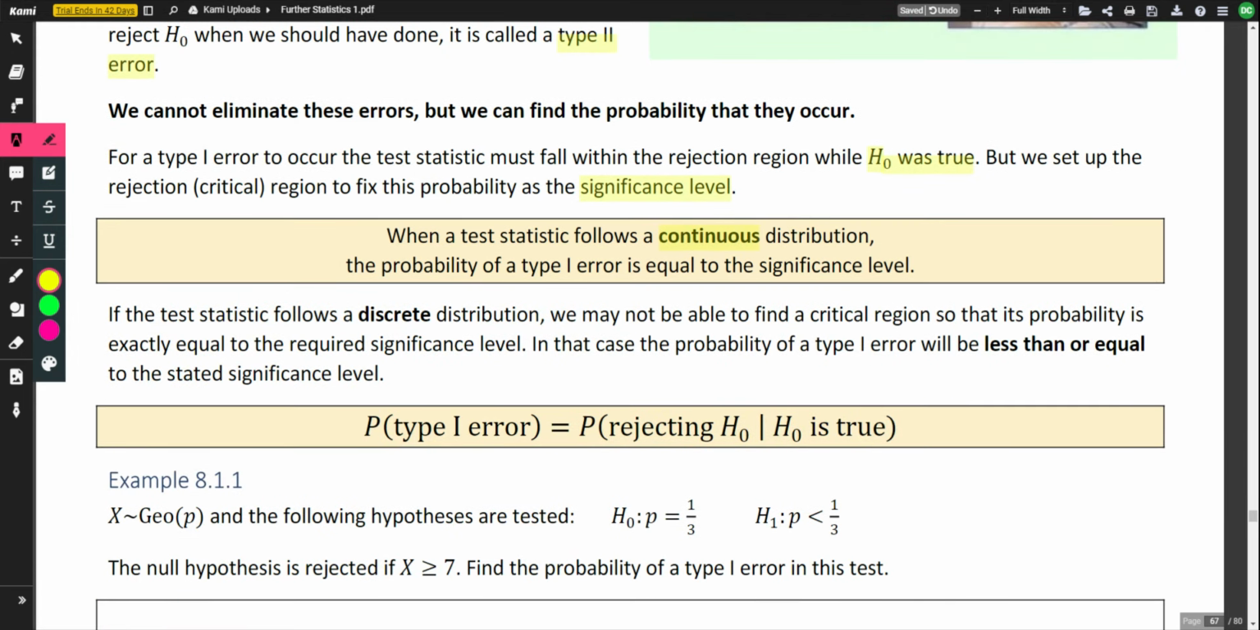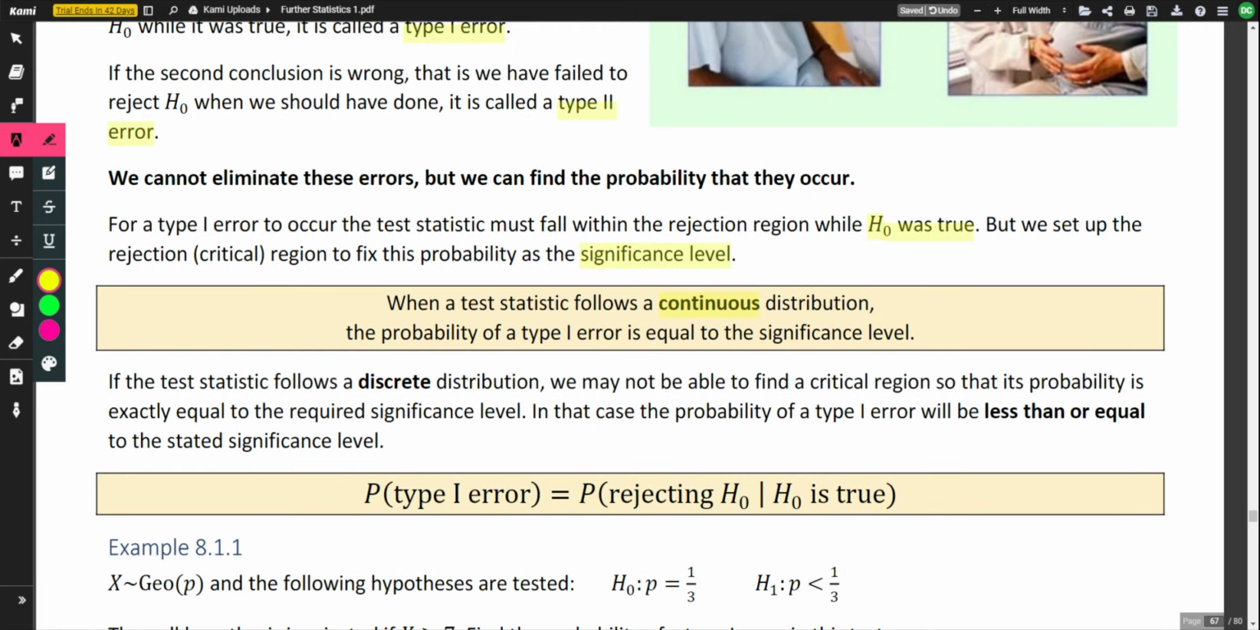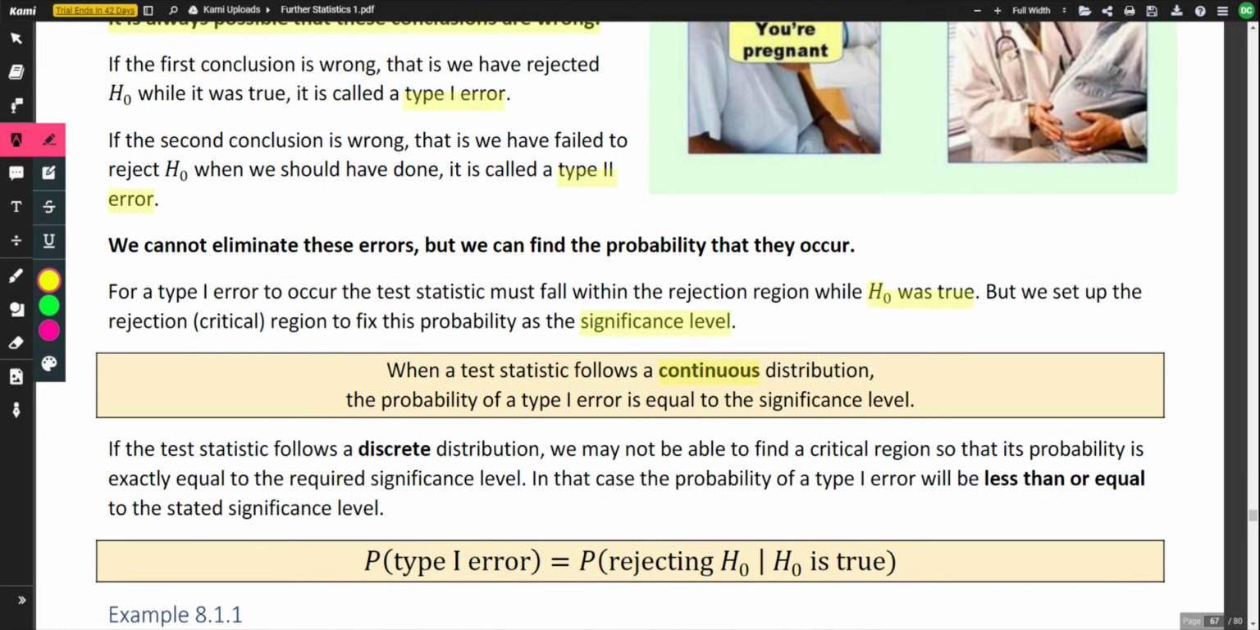If the test statistic is a discrete distribution, we may not be able to find a critical region so that its probability is exactly equal to the required significance level. In fact, you probably never will be able to do that. In that case, the probability of a type 1 error will be less than or equal to the stated significance level. So here the type 1 error is the probability of rejecting the null hypothesis, given that we later discover the null hypothesis was true.